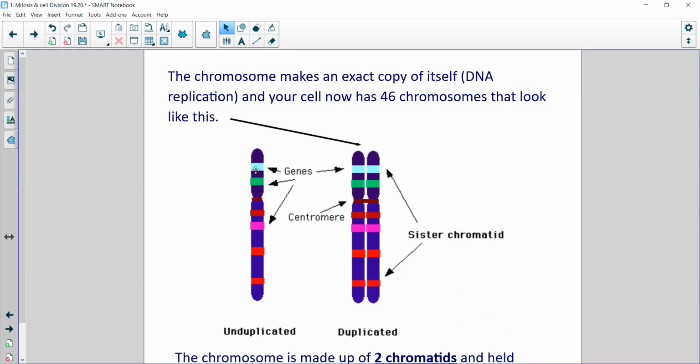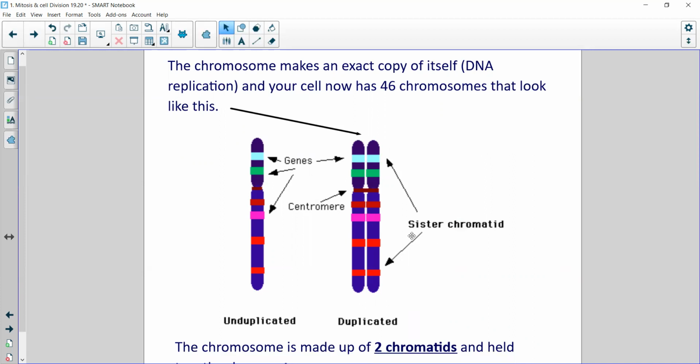Okay, so this is a chromosome, and it's only got 1 copy, so it's got 1 chromatid. This is that chromosome after DNA replication, and it's duplicated itself. And we say that this is a chromosome that has 2 chromatids, kind of 2 copies of itself. Okay, and that's really important.